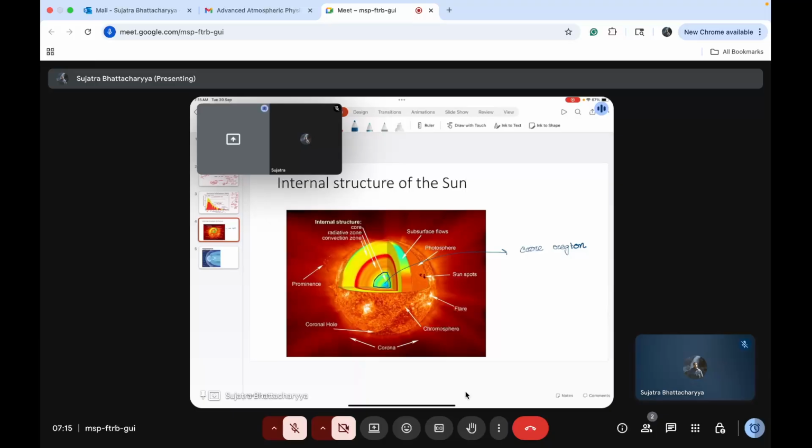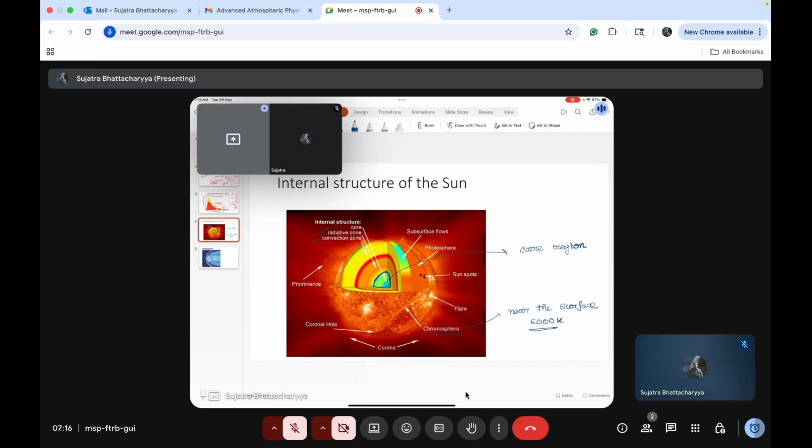But as you go towards the surface, which is, say, the chromosphere, near the surface, the temperature drops down to 6,000 Kelvin. But 6,000 Kelvin is also very high. Okay. So in between, there are two major zones. One is the radiative zone, another is the convective zone. The radiative zone is just above the core.